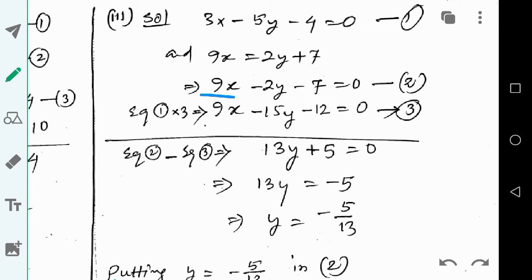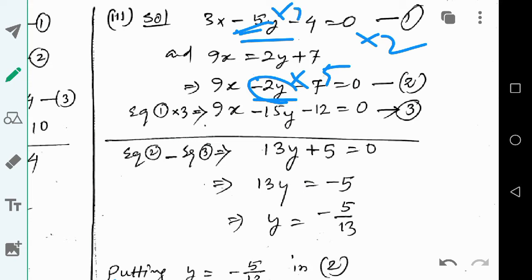Now think which one you want to eliminate. Now you see, if you eliminate y, then what will happen? This is 2 and this is 5, so in that case you need to multiply here 2 and here 5, then this one will be 10, that one will also be 10 if you multiply here 2. Okay, that means you have to multiply 2 with equation number 1 and 5 with equation number 2.